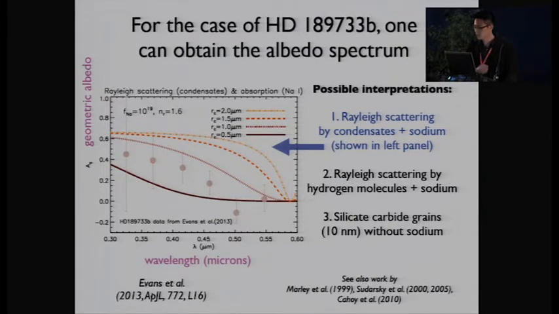is the most important parameter to understanding and breaking the degeneracies due to clouds. Another interpretation is that it could be Rayleigh scattering by hydrogen molecules and absorption by sodium atoms, which require much less sodium to be present. A third interpretation is that you could have no sodium at all. You could just have silicon carbide grains, 10 nanometers to be exact, and it would also give you roughly this shape. So it's degenerate, and again, it will be interesting to see more data on different objects.